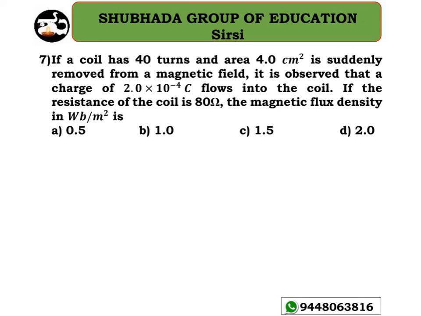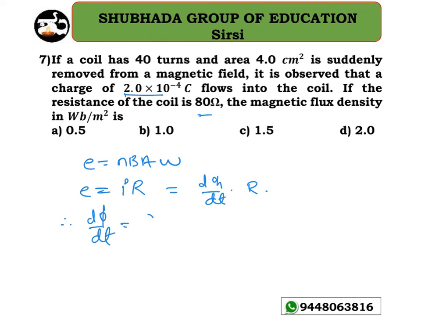So as you know that induced EMF E equal to NBA omega, but they have given the value of the charge as well. So you know that induced EMF E equal to I into R, correct? Because the resistance is given there. So instead of I, I can take dq by dt into R here. Clear? So that's the reason why E is nothing but d phi by dt, that must be equal to dq divided by dt into R here.